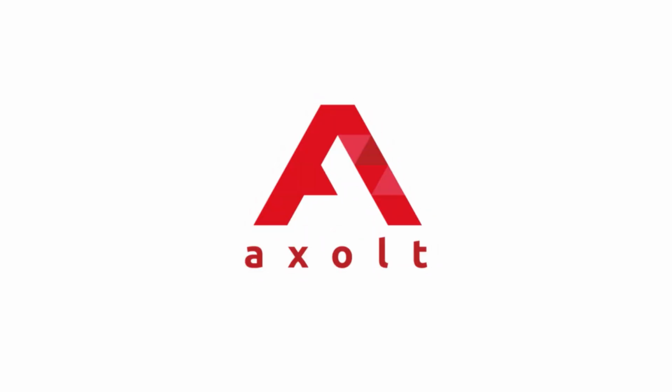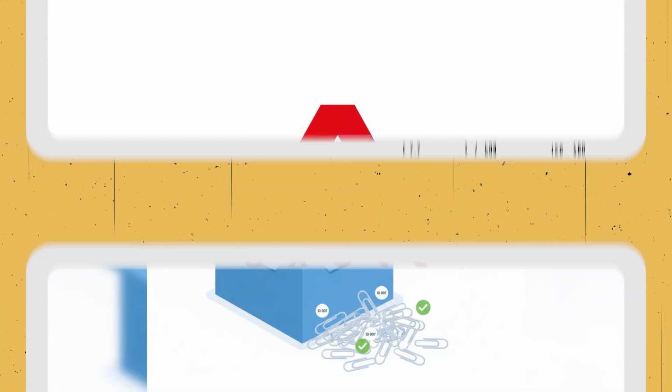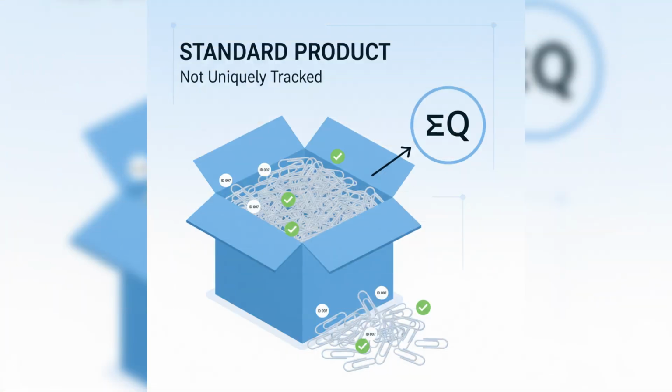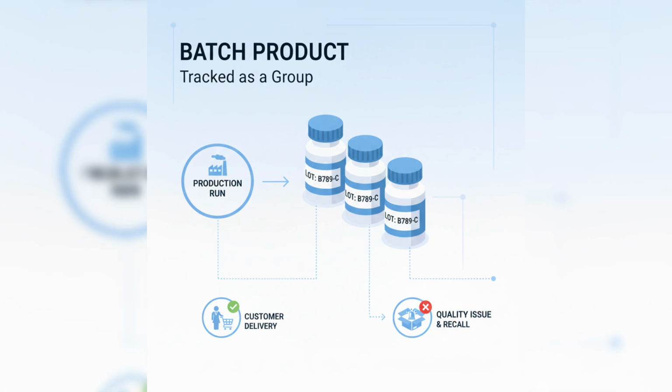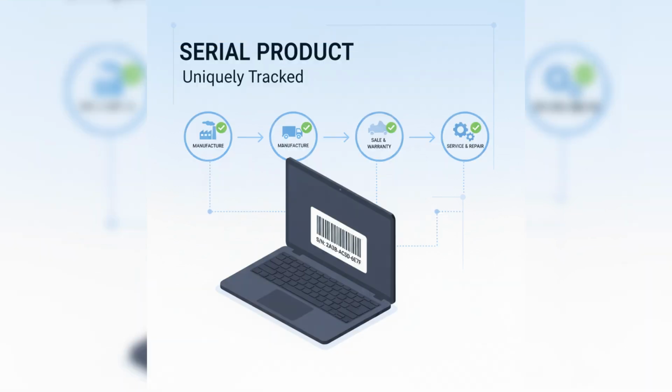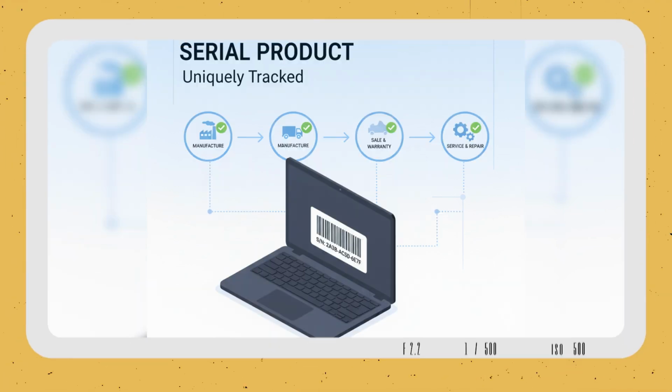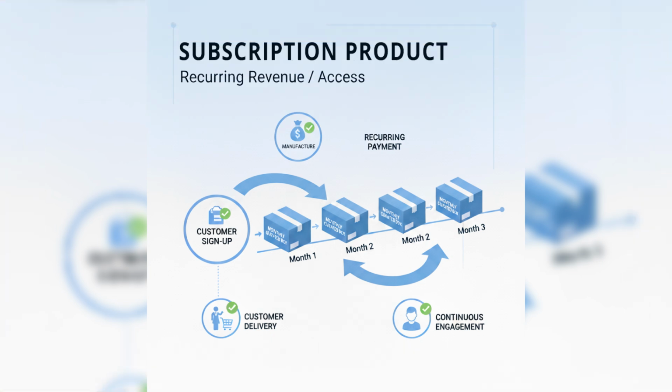In Axolt, each product type supports unique business needs. Standard products ensure inventory tracking. Batch products require lot tracking. Serial products use serialization or lot tracking. Subscription products activate Is Subscribed for recurring billing.